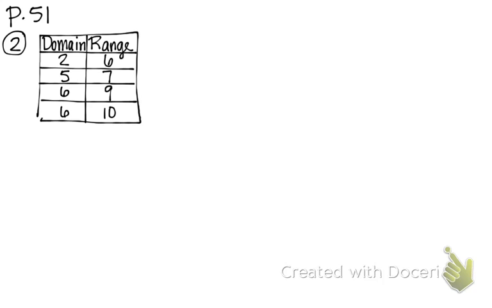Now, the only reason they did a repeat here on the domain was because they were matching up each x with the y that it went with. They weren't going to leave a 6 here and then just leave a blank beside the 10. So that's the only reason that's repeated. Now, it just says determine whether each relation is a function. So just write down the question, is this a function?